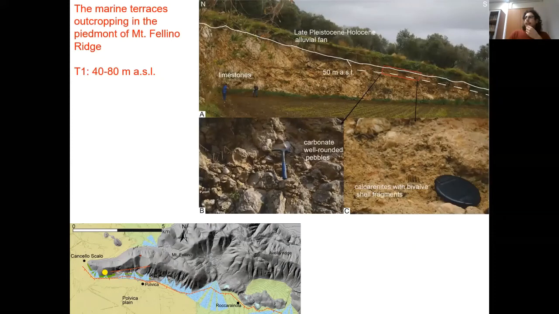Finally, the lowest marine terrace, T1, was found in just a few places, and also in this case, at the bottom we can see well-rounded pebbles, so a basalt conglomerate, which evolves to a thin layer of marine sands with some fragments of shells, and we also found some Ammonia parkinsoniana in this.